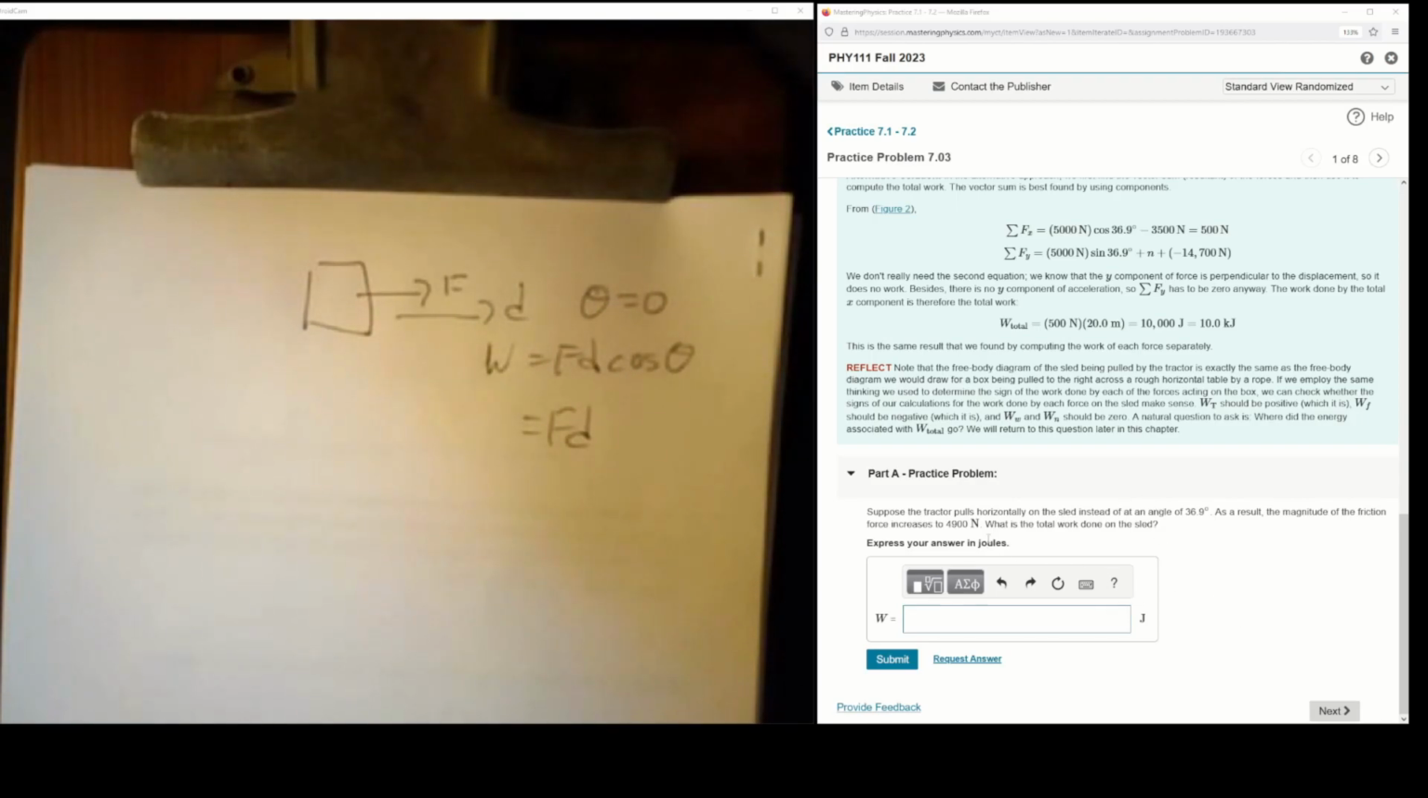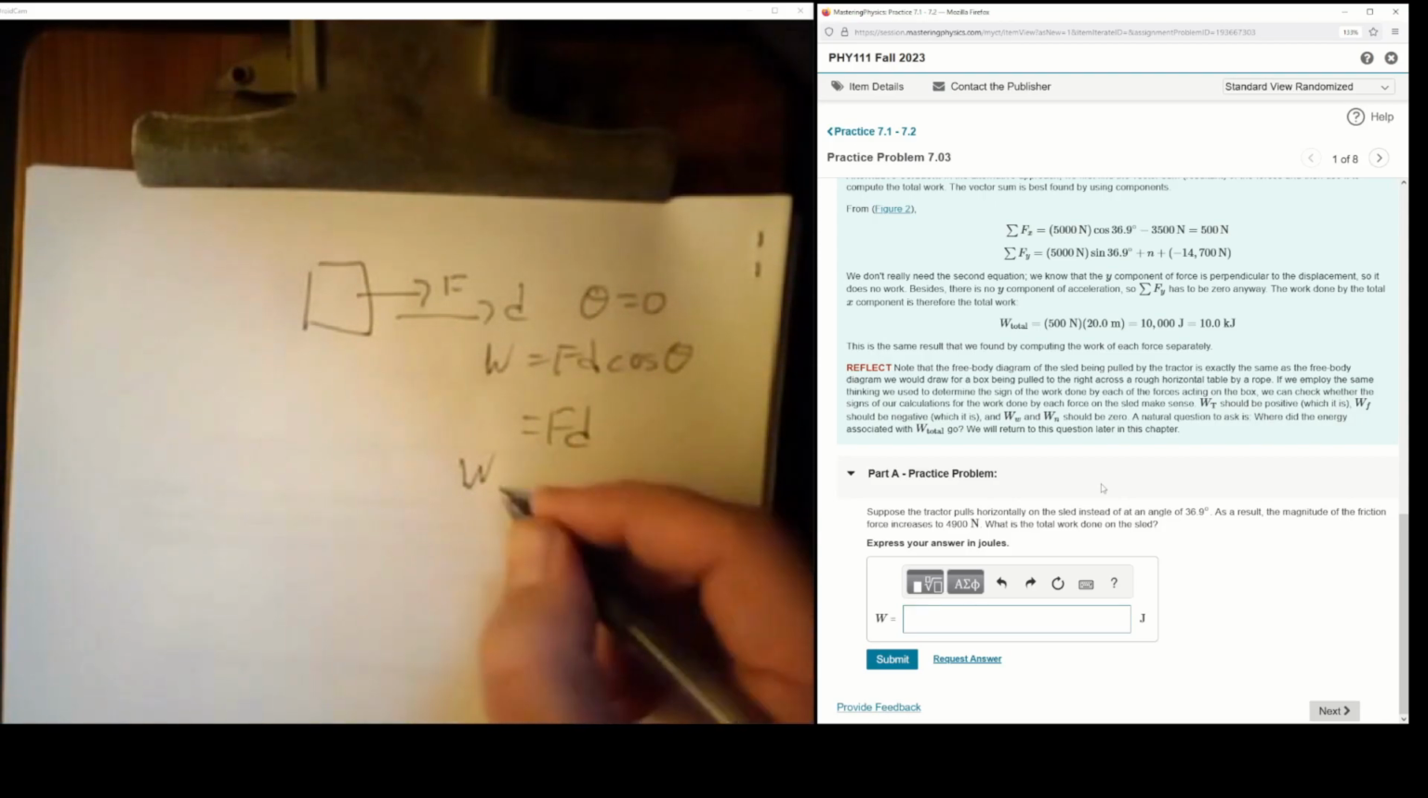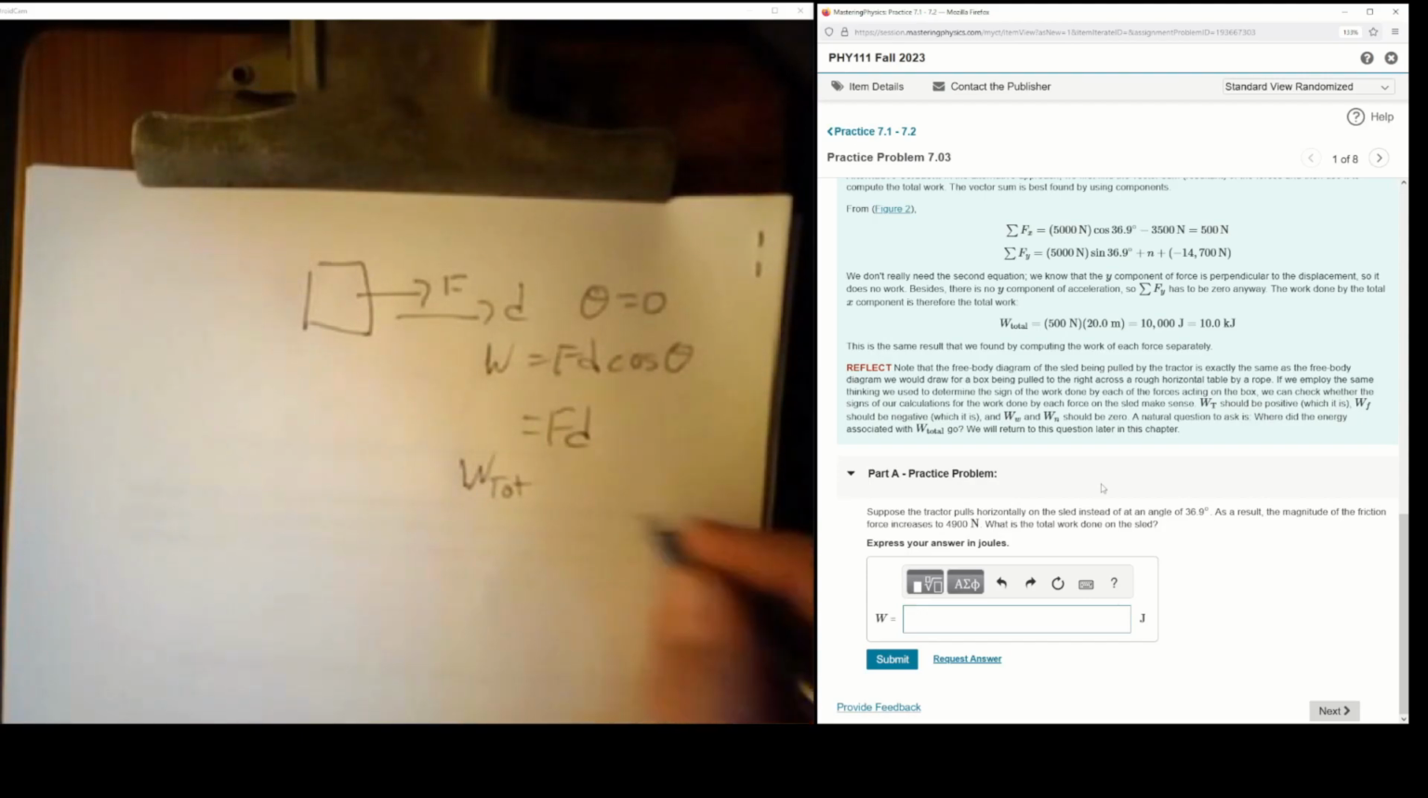Now, the actual question is, what is the total work done? Now, there's two ways to get total work done. One way is to look at all the forces individually and see what they contribute for work. Another way to get the net work is to use the net force. So if you want the total work done, this actually equals what the net force is times our displacement.